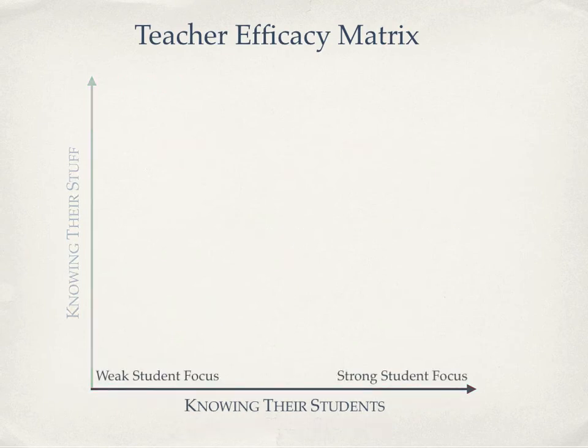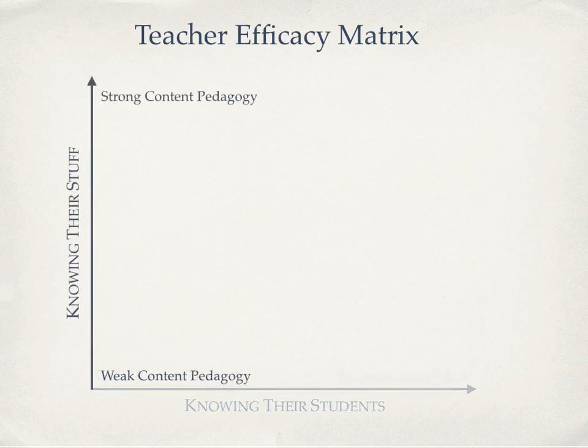My preferred way of presenting a chart like this is to break it down over a number of slides. On the first slide, we introduce the x-axis, which measures how well teachers know their students, from having a weak student focus to a strong student focus. Then we introduce the y-axis, which measures how well teachers know their stuff, with a weak content pedagogy at the bottom and a strong content pedagogy at the top.